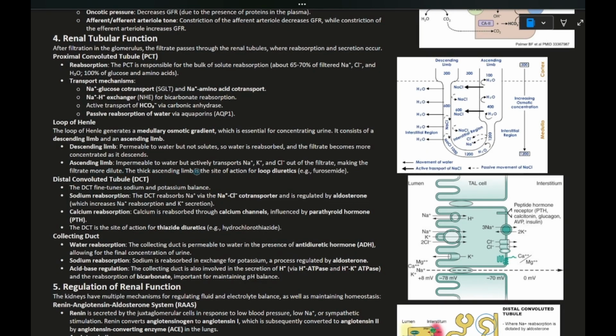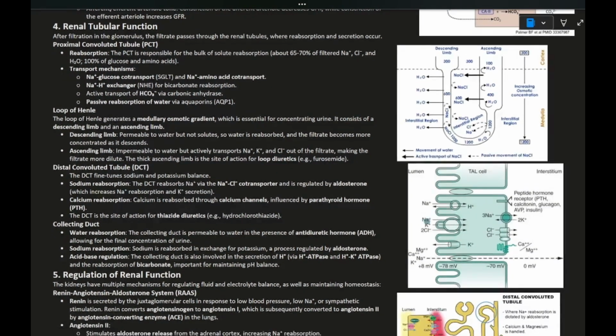The thick ascending limb happens to be the site for loop diuretics to do their function. And as we can see over here, we see the reabsorption of sodium, potassium, and chloride. And loop diuretics will target the specific channel proteins to prevent the reabsorption of these ions. A classic example of such a loop diuretic is furosemide.